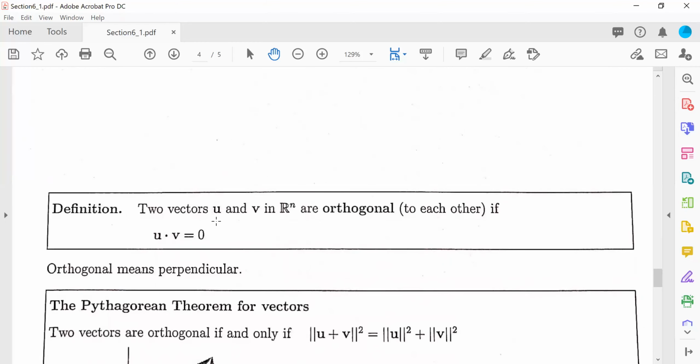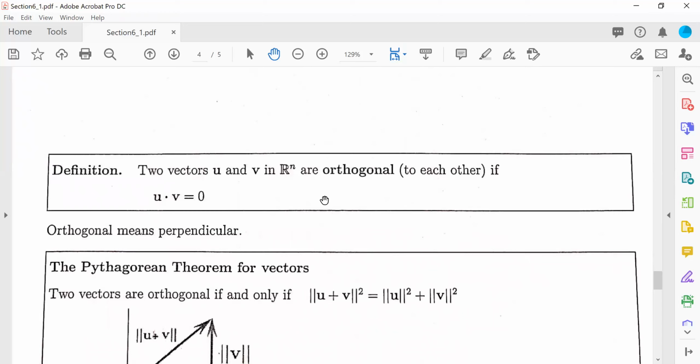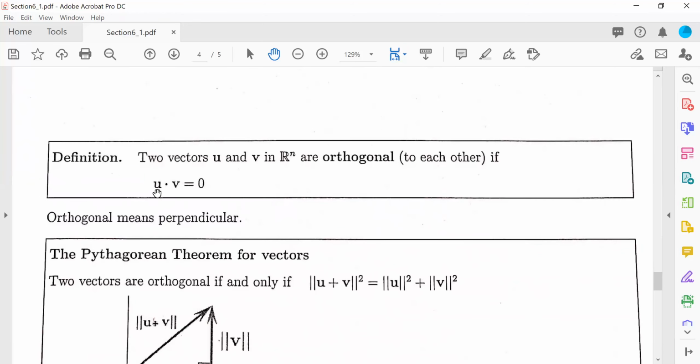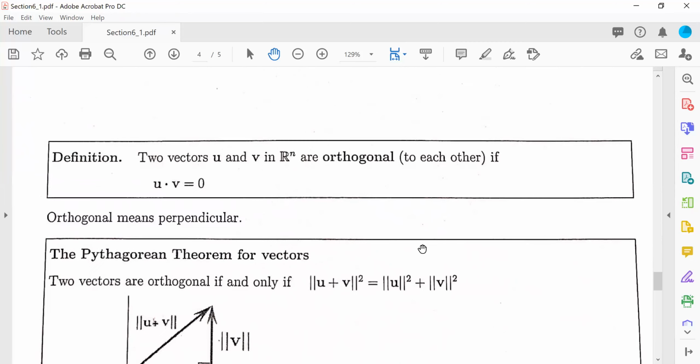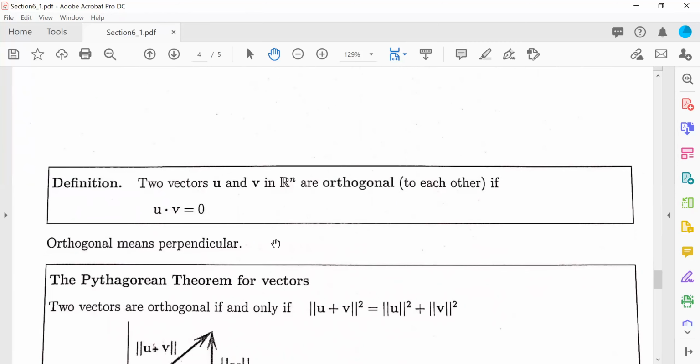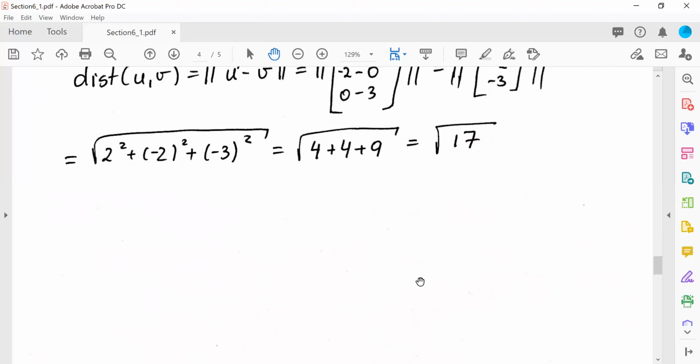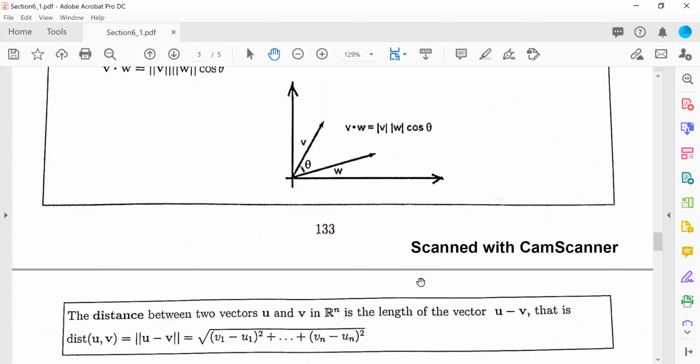Definition: two vectors u and v are orthogonal to each other if their dot product is 0. Orthogonal means perpendicular. Two vectors are perpendicular. This definition can be justified: when the dot product is 0, they are perpendicular or orthogonal. This definition can be justified from the geometrical interpretation.